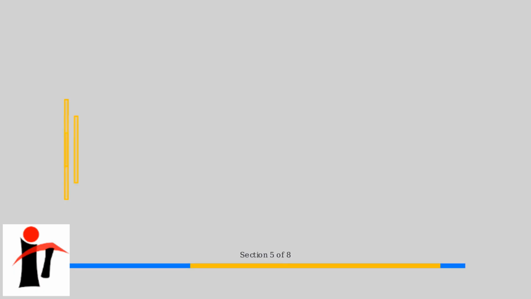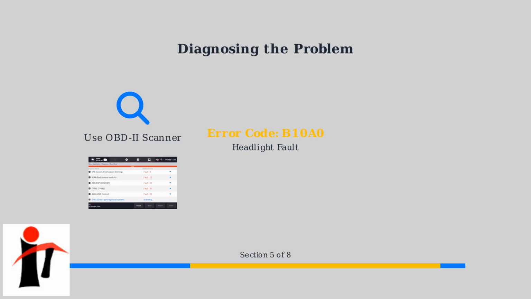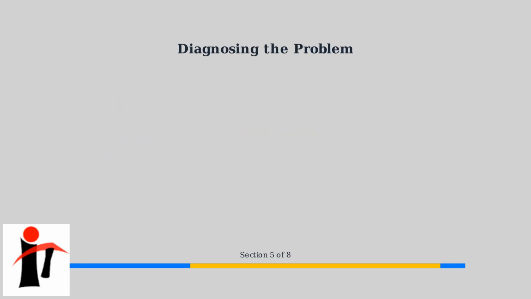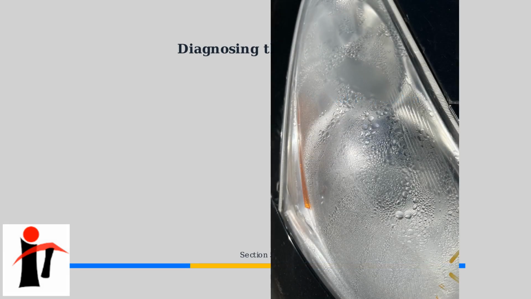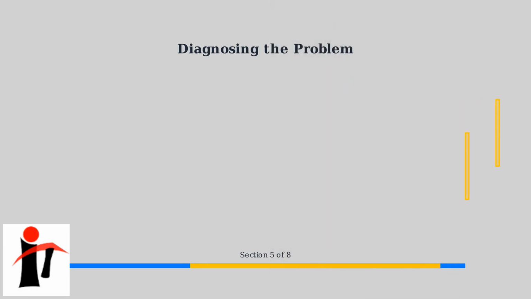Start diagnosing Tesla Model S headlight problems by checking for error codes using an OBD2 scanner. A common code is B10A0, which indicates headlight faults. Next, perform a visual inspection of the headlight housing. Look for condensation inside, which can indicate moisture ingress. Check for burnt solder on circuit boards and inspect connectors for corrosion. These visual clues help identify the root cause of the issue.